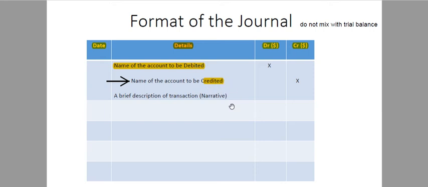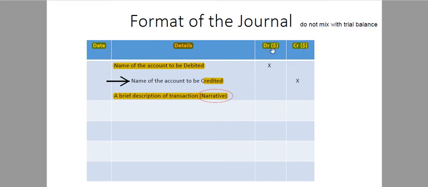Then the third line is the brief description of the transaction, which is called the narrative. So let's circle the narrative. This is important. Why is the narrative needed? Because this journal does not record only one type of transaction. Every transaction may be different, so it has to be explained for reference purposes, and also so the person who is reading the journal, who may not be knowledgeable in accounting, can make out what has been recorded.